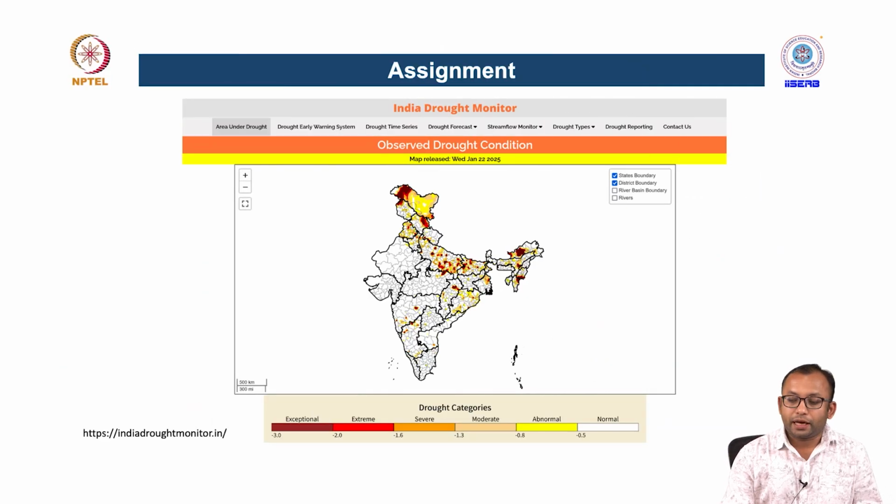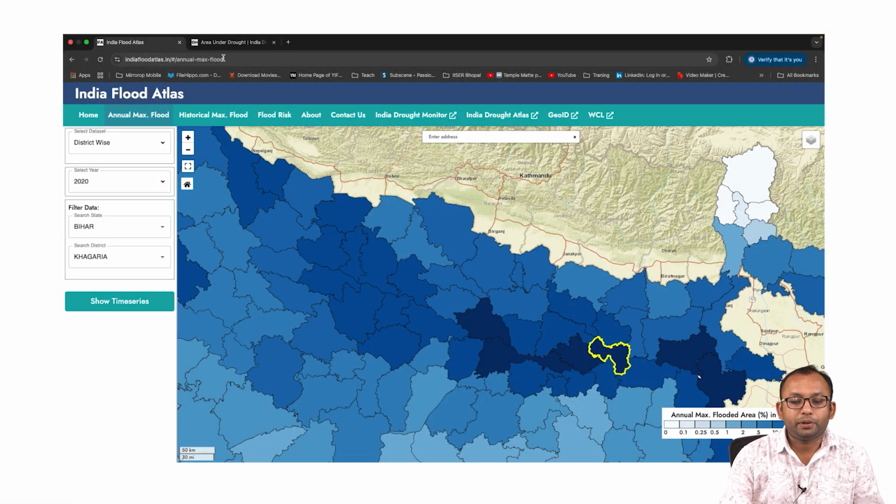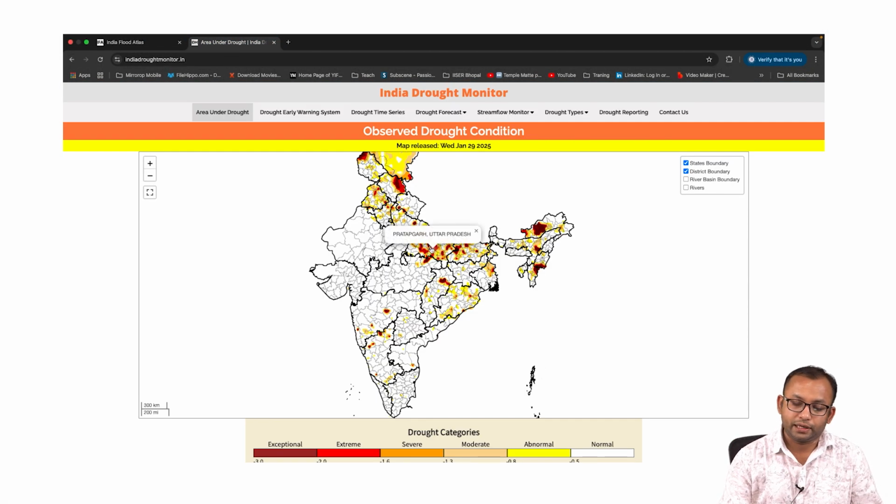In the second part of the assignment, we have to look at another type of hydrological extreme, that is called drought. Drought is basically when we do not have a sufficient amount of rainfall for a very prolonged period of time, and therefore, it creates some sort of water shortage or water scarcity in those regions. In this assignment, I have also referred to one particular link, indiadroughtmonitor.in, where you can analyze which of those regions are highly susceptible to drought events across Indian regions.